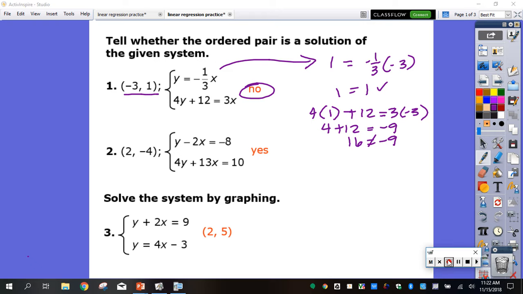So, for the bottom, if I need to solve by graphing, my calculator can do that, but y has to be by itself. So for this equation, I need to get y by itself, and I do that by subtracting the 2x from both sides. So that becomes y equals, and then 9 minus 2x.